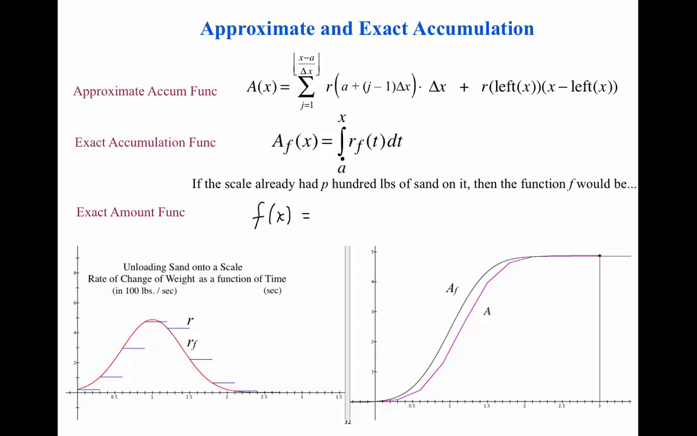If this is the accumulated amount at x, where does the accumulated amount start? At 0. When x is 0, there's no accumulation, even though there's p pounds on the scale. So what would the function f be? All right, so she wants p plus all this. Did you say that back there? You said it, but you didn't say it out loud. That's okay.